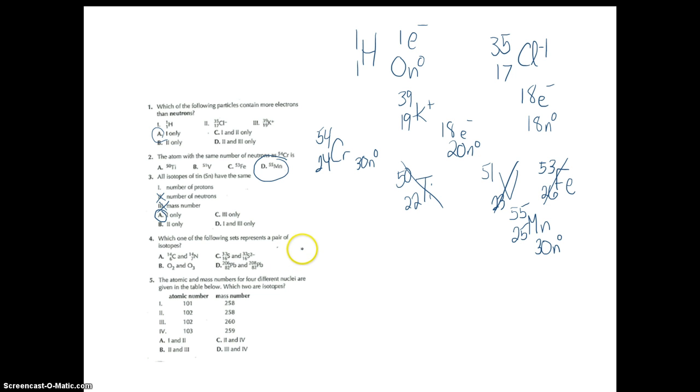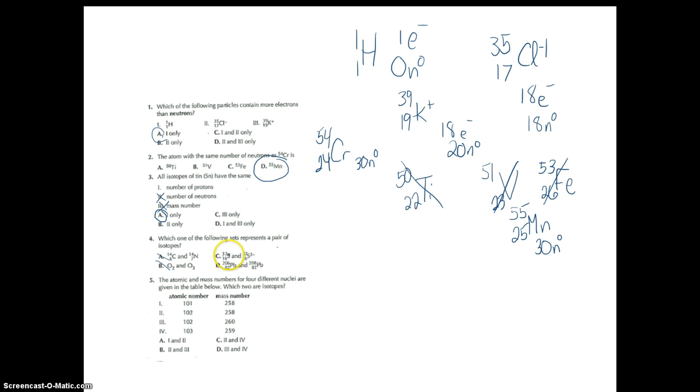Which of the following sets represents a pair of isotopes? Remember our definition of isotope. They have to have the same number of protons, but differing mass numbers because of different numbers of neutrons in the nucleus. Letter A has 2 different atoms, 6 and 7, for their atomic numbers respectively. That means they can't be isotopes. O2 and O3, look where these subscripts are written. These indicate molecules. I've got 2 atoms combined here and 3 atoms combined here. It's not an isotope.